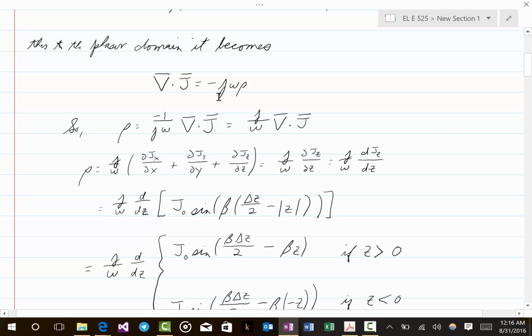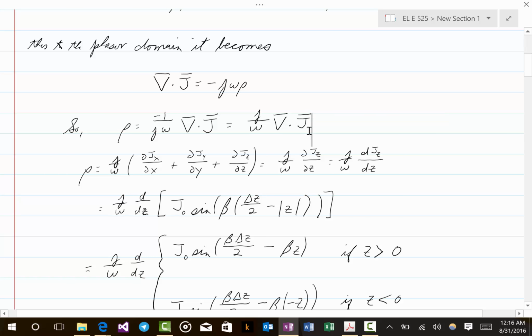So if we flip the sides of this equation and then divide each side of the equation by minus j omega, we get rho is equal to minus 1 over j omega times the divergence of J. And of course, 1 over j is the same thing as minus j, so we can bring a minus j into the top, and minus of minus j is positive j. So this is j over omega times the divergence of J.